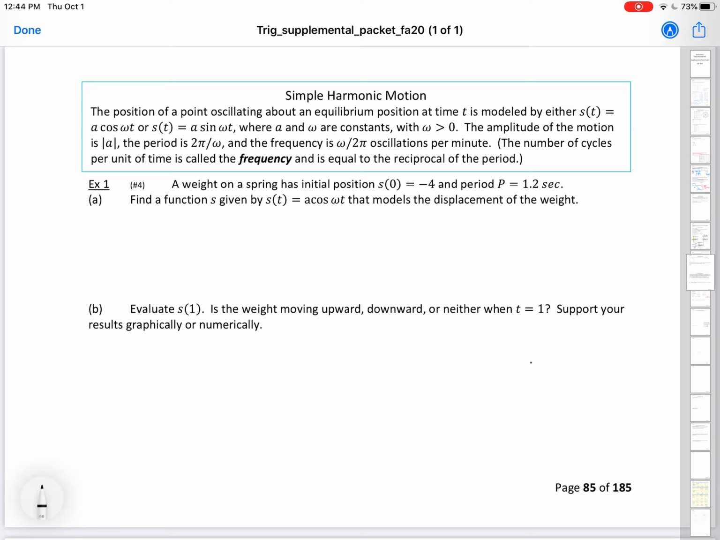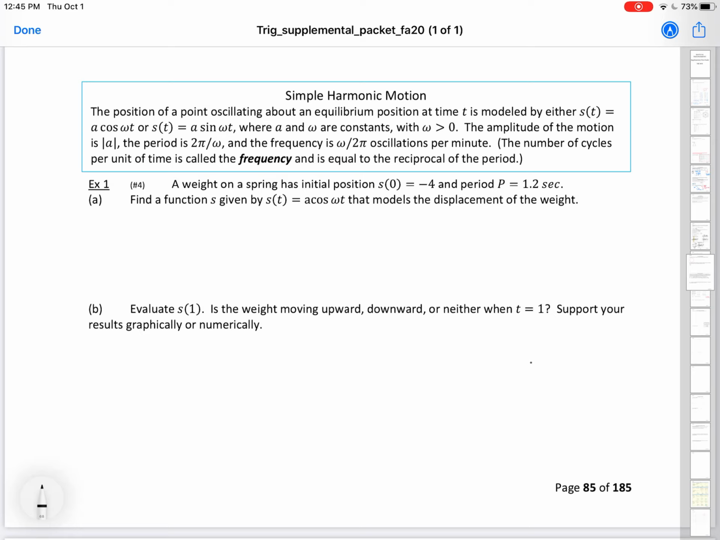So let's look at example 1, based on number 4. A weight on a spring has an initial position s sub 0 equal to negative 4 and a period equaling 1.2 seconds. Find a function s given by s sub t equals a cosine omega t that models the displacement of the wave. Okay, no problem.